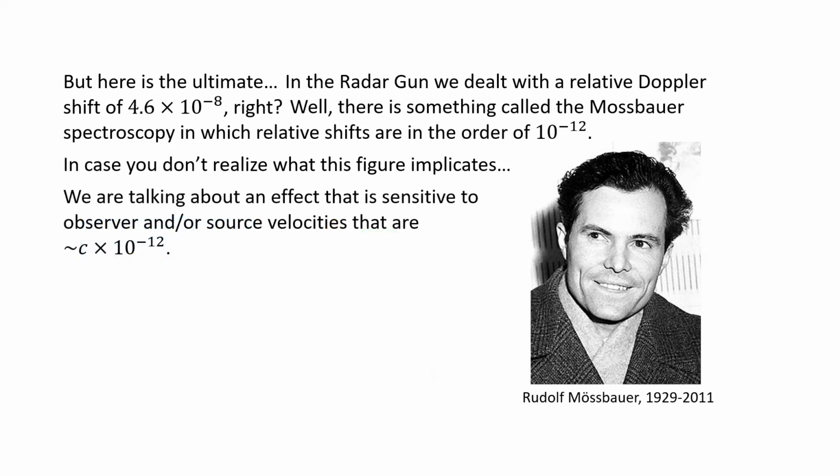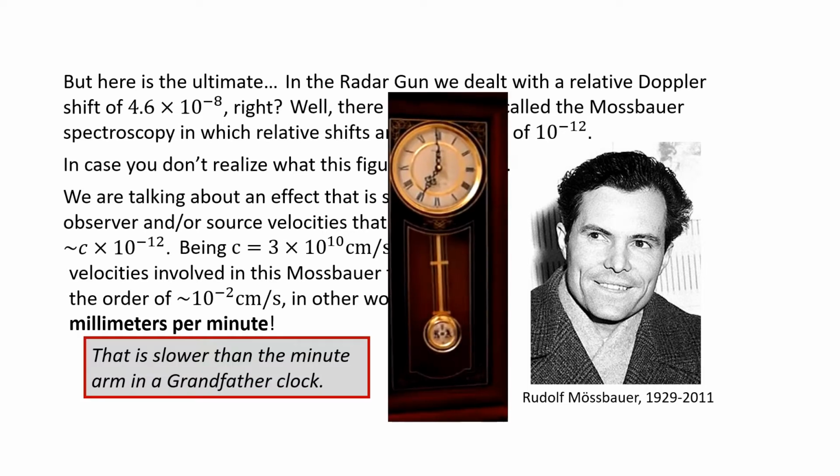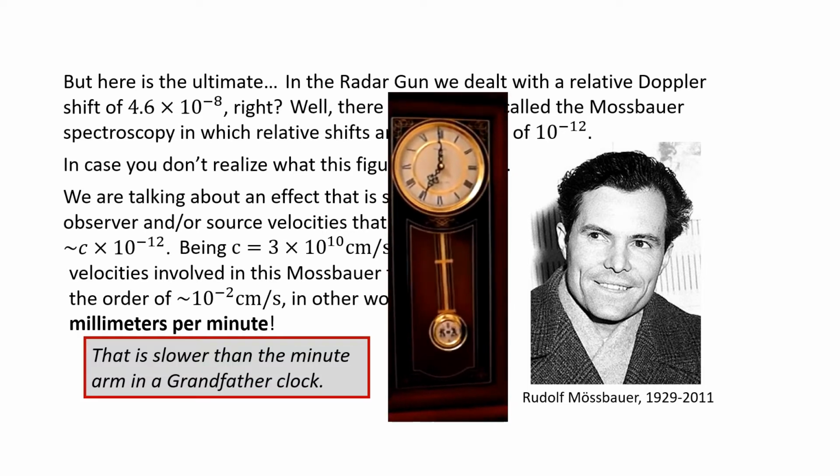We're talking about an effect that is sensitive to observer and/or source velocities that are 10 to minus 12 the speed of light. Being the speed of light 3 by 10 to 10 centimeters per second, the velocities involved in this Mossbauer thing are in the order of 10 to minus 2 centimeters per second. In other words, millimeters per minute. Nothing yet? That is slower than the minute arm in a grandfather clock.